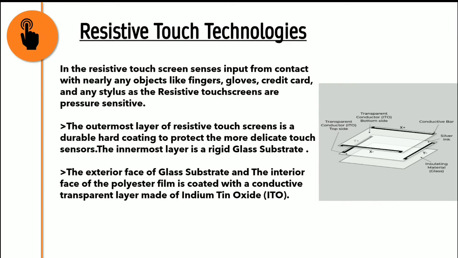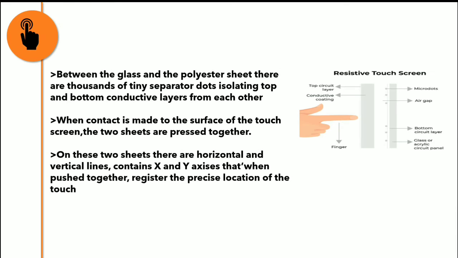Resistive touchscreen technology. It is a pressure-sensitive technology, therefore it senses input from contact with nearly any object. Its outermost layer is a durable hard coating and its innermost layer is a rigid glass substrate. The exterior face of the glass substrate and the interior face of the polyester film are coated with a conductive transparent layer made of indium tin oxide. Between the glass and the polyester sheet, there are thousands of tiny separator dots. On these two sheets, there are horizontal and vertical lines containing X and Y axes. When contact is made with the surface, they push together and register the precise location of the touch.